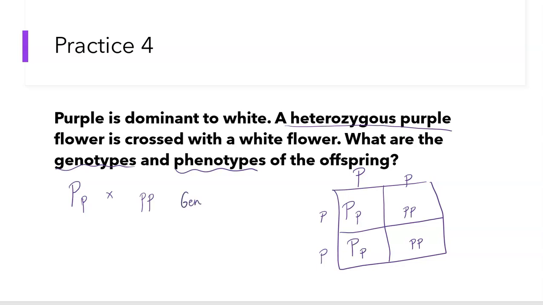So for genotypes, it doesn't ask for a ratio. It asks what are they. So they could have big P, little p, or little p, little p. And that would be 50-50 if you were doing a ratio. And for phenotypes, they could have offspring that are purple because of the heterozygous, or they could have offspring that are white because of the homozygous recessive.